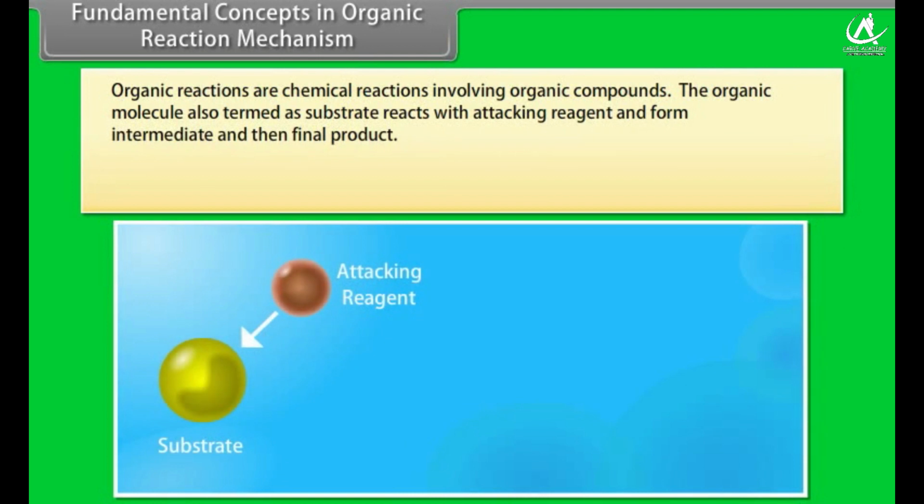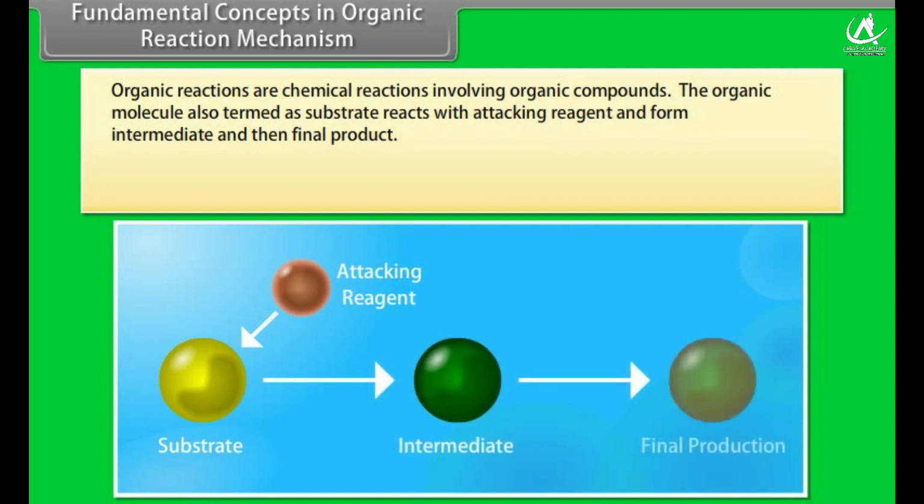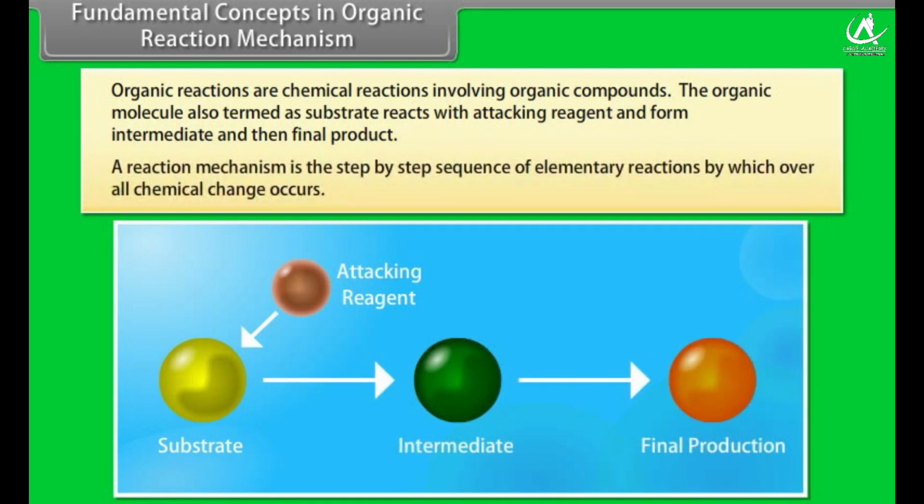Fundamental concepts in organic reaction mechanism. Organic reactions are chemical reactions involving organic compounds. The organic molecule, also termed the substrate, reacts with the attacking reagent, and forms an intermediate and then the final product. A reaction mechanism is the step-by-step sequence of elementary reactions by which an overall chemical change occurs.